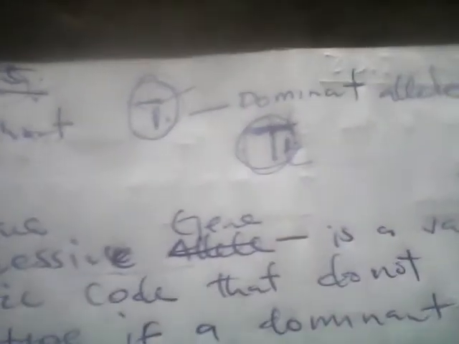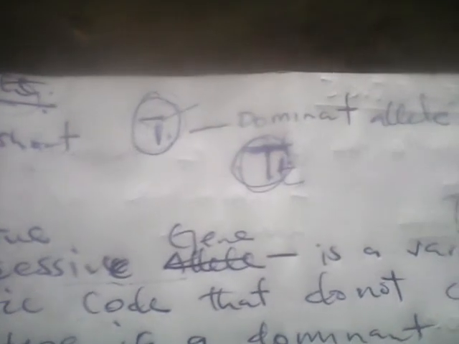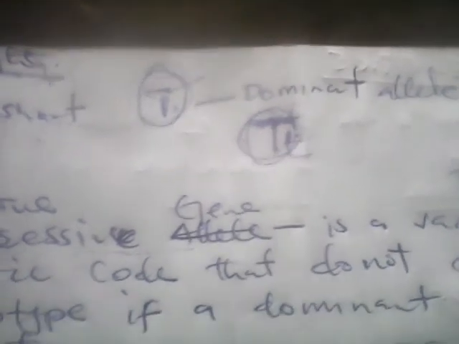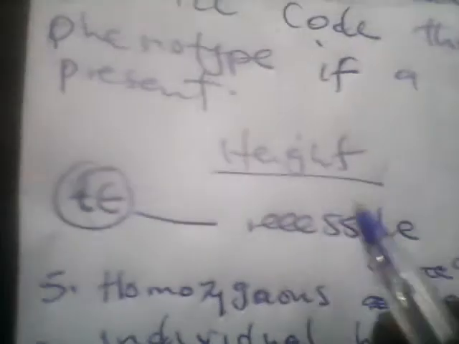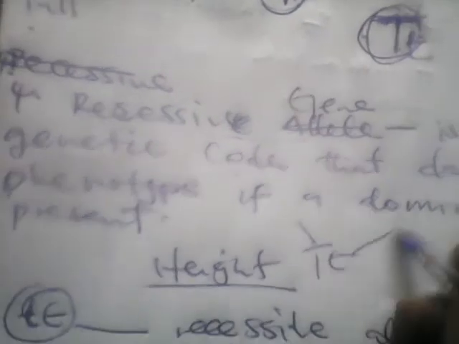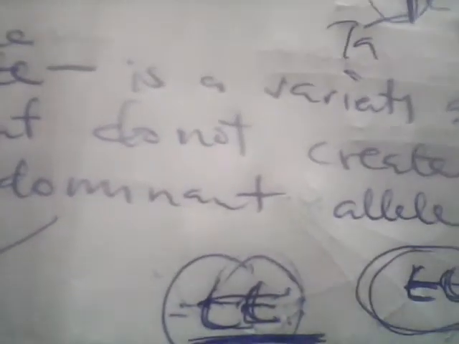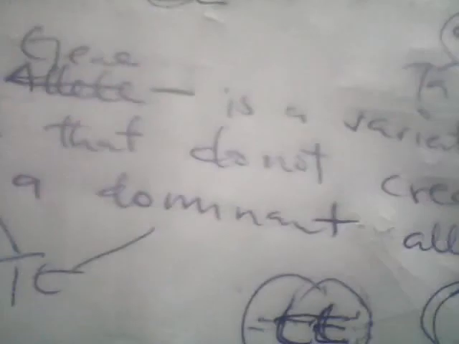Another term that we're going to look at is recessive gene. A recessive gene is simply a variation of a genetic code that does not create a phenotype if a dominant allele is present. For example, we are going to take the same example, a gene of height. We said it can be tall or short. Now, if an individual carries the same genes of shortness, these two same genes of shortness, we call them recessive genes, okay.